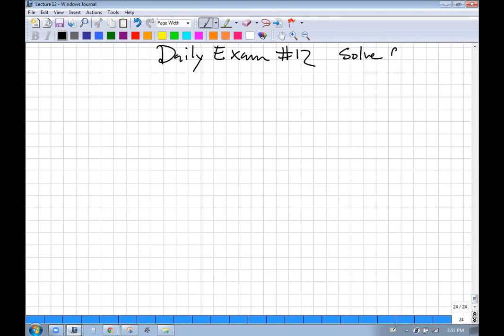Solve for x. I have 3 halves times x minus 1 plus x equals x plus 2 over 3 plus x.